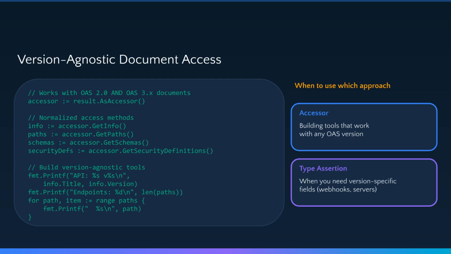Version-agnostic document access. The accessor pattern is important when you're building tools that need to work with any OAS version. Instead of writing version switching code everywhere, you call AsAccessor and get a unified interface. GetInfo returns the same struct regardless of whether the underlying document is OAS 2.0 or 3.x. GetPaths normalizes the path map. GetSchemas handles the difference between definitions in OAS 2.0 and components/schemas in OAS 3.x. Use the accessor for general-purpose tools and type assertions when you need version-specific fields like OAS 3.x webhooks or servers.